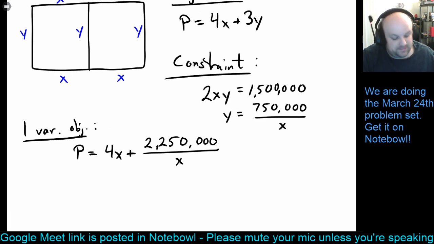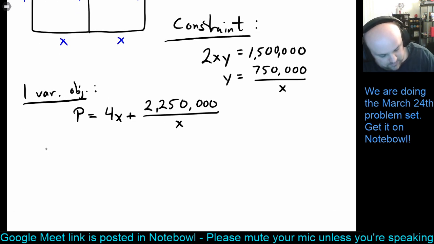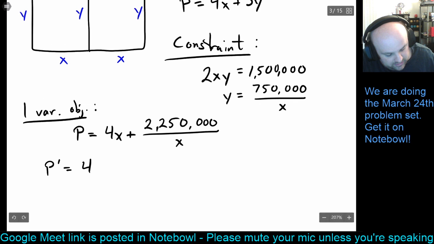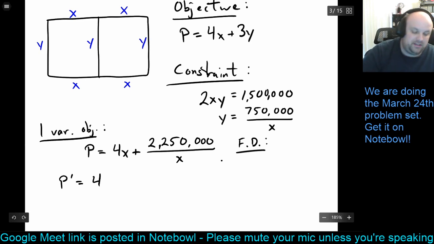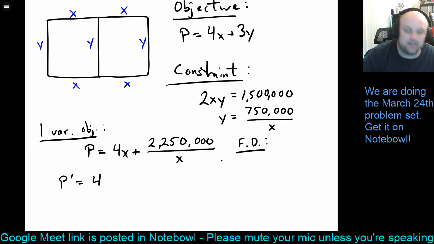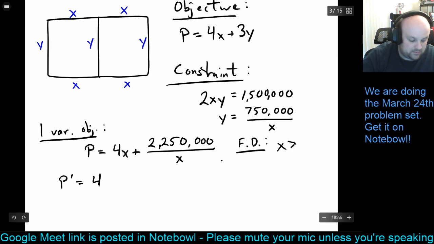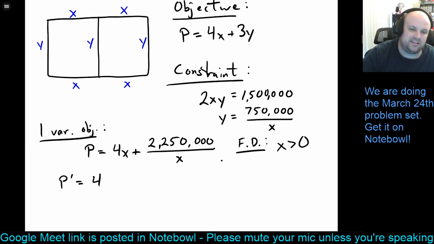And we want to take the derivative. We get 4. Oh, sorry. I forgot about the feasible domain. So the feasible domain here is the same as the last problem, really. It doesn't make sense to have x less than 0 here, or equal to 0. And there's sort of no restrictions on the largest x can be from this function anyway. Right?